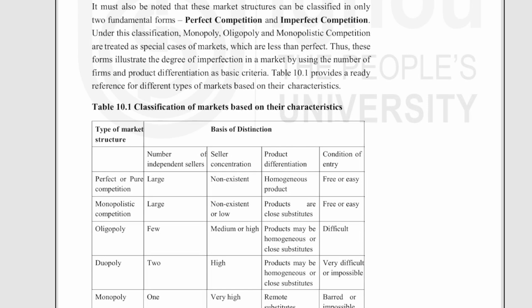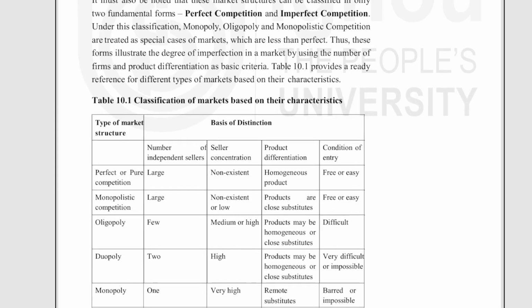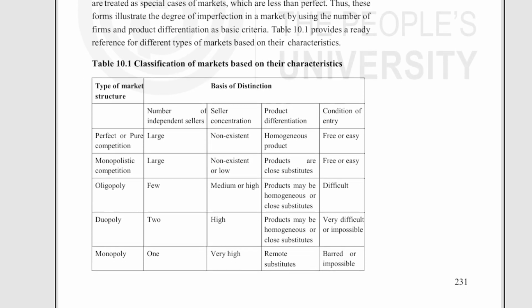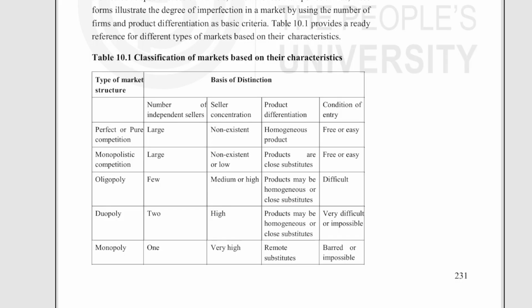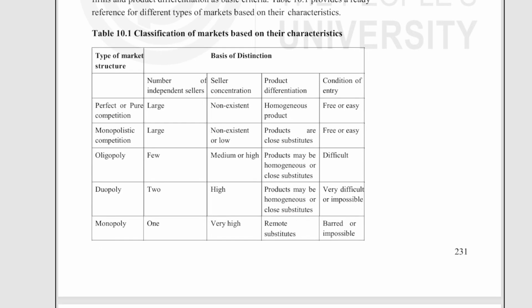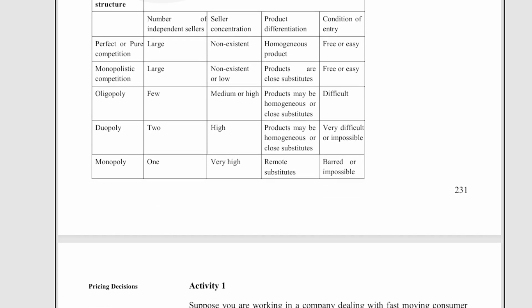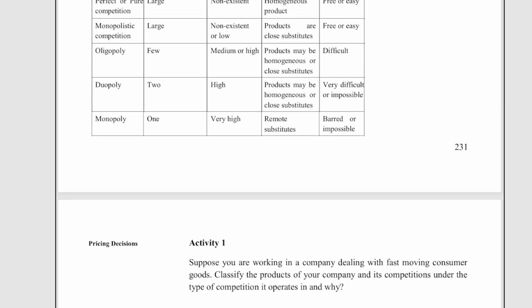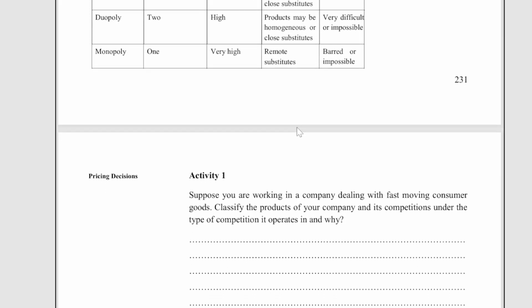So these forms illustrate the degree of imperfection in a market by using number of firms and product differentiation as basic criteria. Here is a table of classification of markets based on their characteristics. The first one is type of market structure, that is perfect or pure competition, monopolistic competition, oligopoly, duopoly, and monopoly. Then the basis of distribution: number of independent sellers, seller concentration, product differentiation, and condition of entry. Okay, so please refer to that table also from your study material. Activity 1 is based on this subsection, so please go through your study material and try to do it.